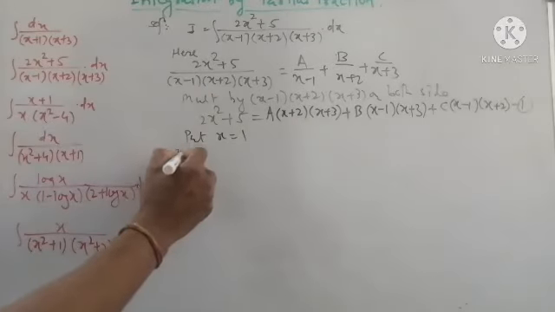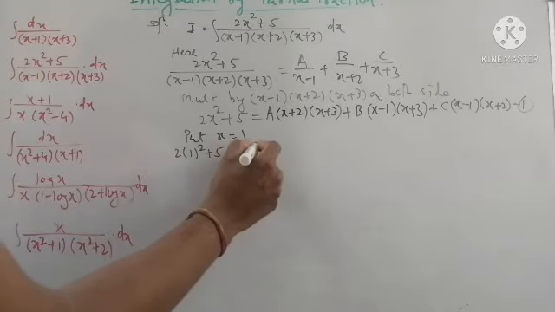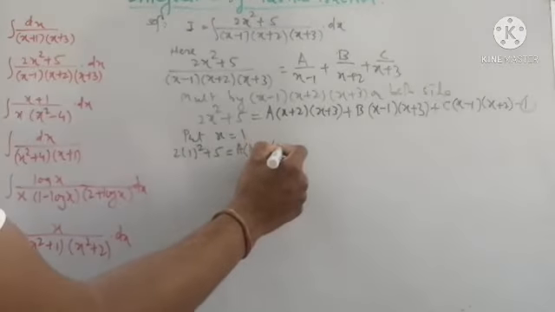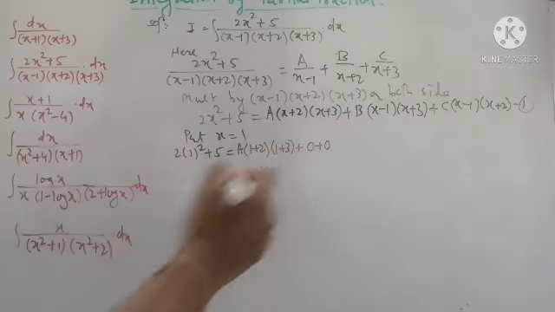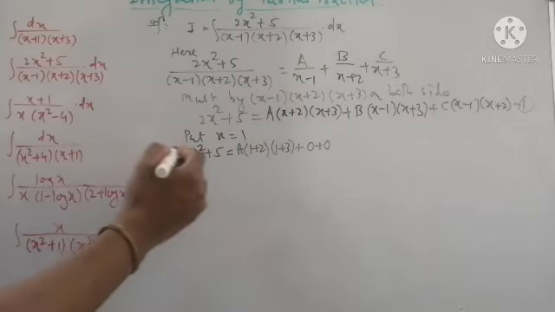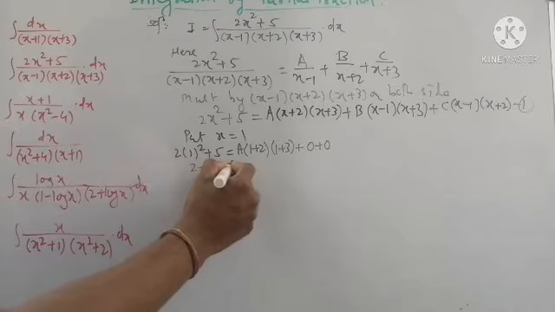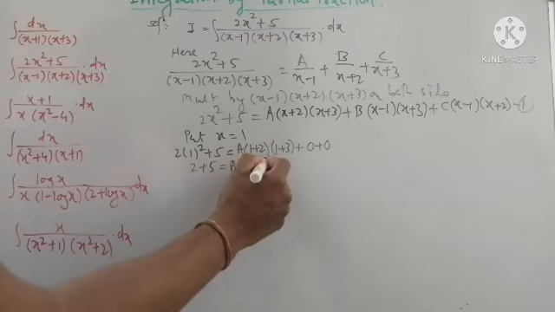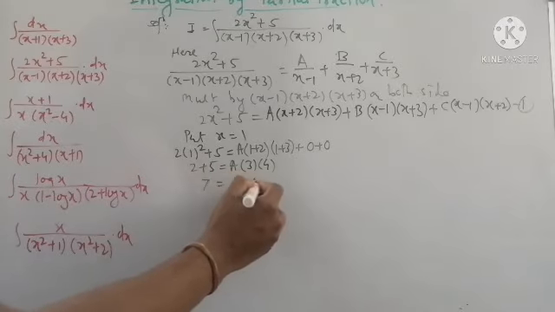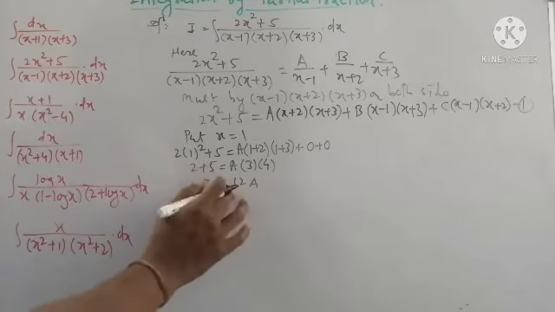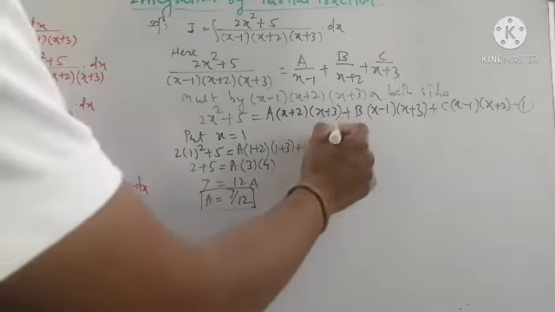On the left hand side we get 2 into 1 square plus 5. On the right hand side, a into bracket 1 plus 2 in the first bracket and 1 plus 3 in the second bracket. As for x equal to 1, the terms of b and c are 0, we put 0. Now simplifying, 1 square is 1, into 2, 2 plus 5 on the left hand side. On the right hand side, a into 1 plus 2 is 3, and 1 plus 3 is 4. So 2 plus 5 is 7, equal to 3 into 4, 12a. That means a will become 7 by 12. Similarly, we get the value of the unknown b.